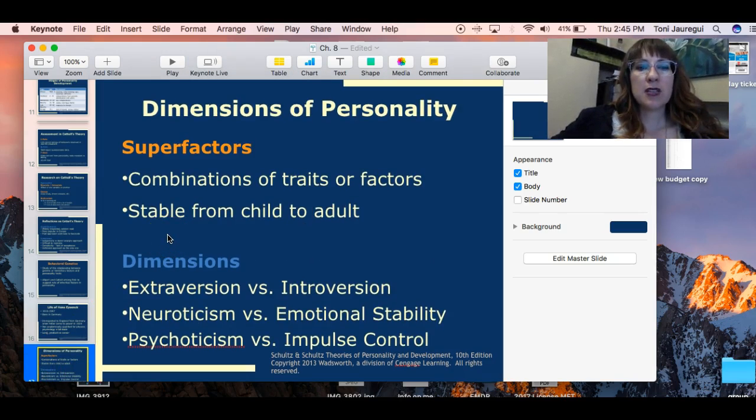Dimensions of personality. You have superfactors, combinations of traits or factors, stable from child to adult. Dimensions: you have extroversion versus introversion, neuroticism versus emotional stability, and psychoticism versus impulse control.